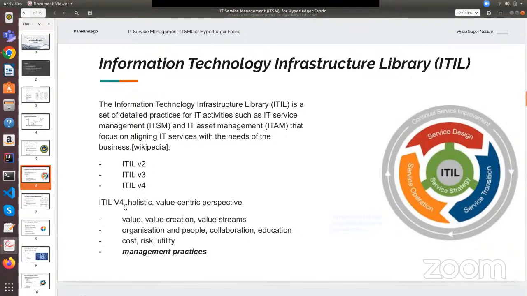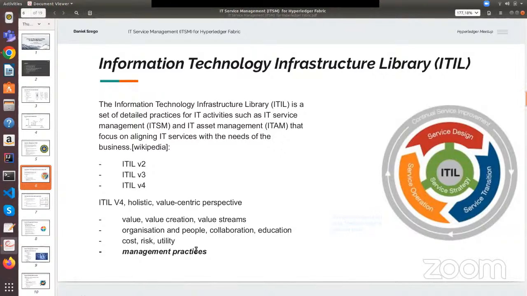Version 3 is a little bit more holistic and value-centric methodology. It's a lot of things which are very important, more on a holistic and philosophical level. It covers value creation, value streams, how organizations should behave, how people should collaborate and be educated in the organization, and things like cost, risk, and utility of a service, which are very much important. Again, they are not so technical for me.